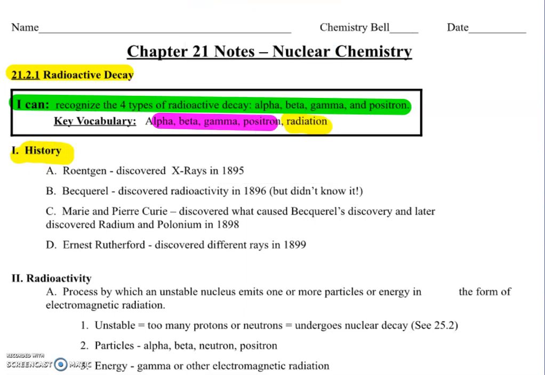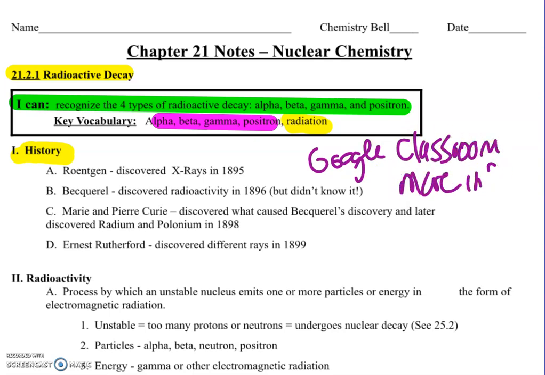I'm not going to go too much into the history in these video notes, but there's going to be more info posted on Google Classroom. Your teacher will post some other historic videos and things there. So let's start off first with Roentgen. He discovered X-rays in 1895.